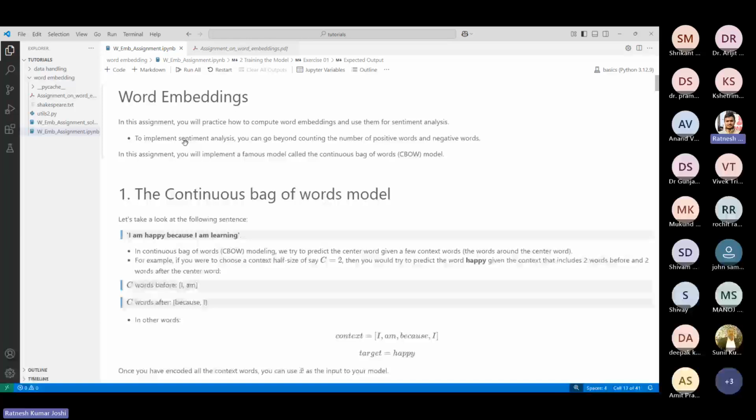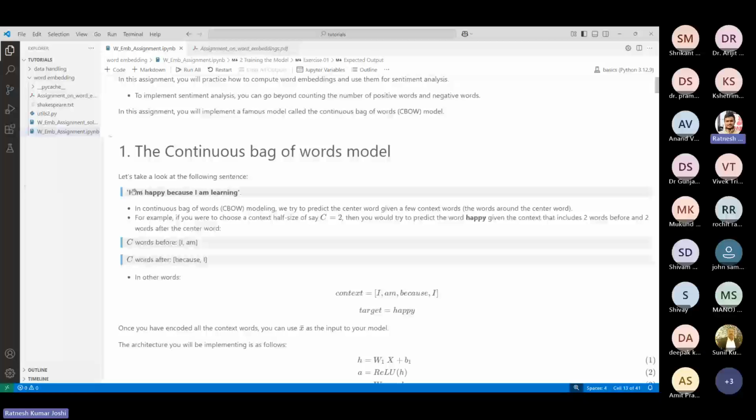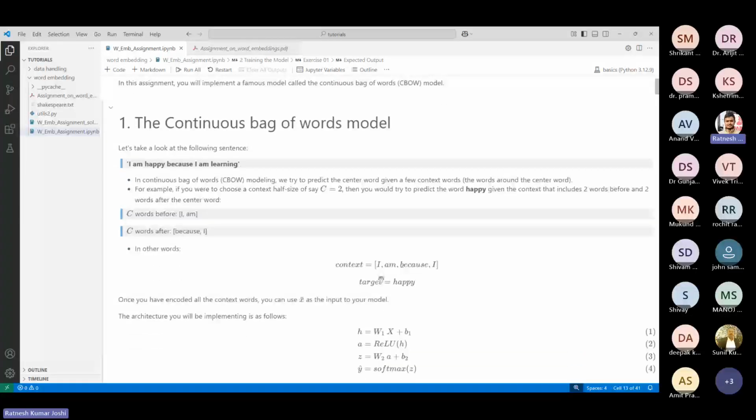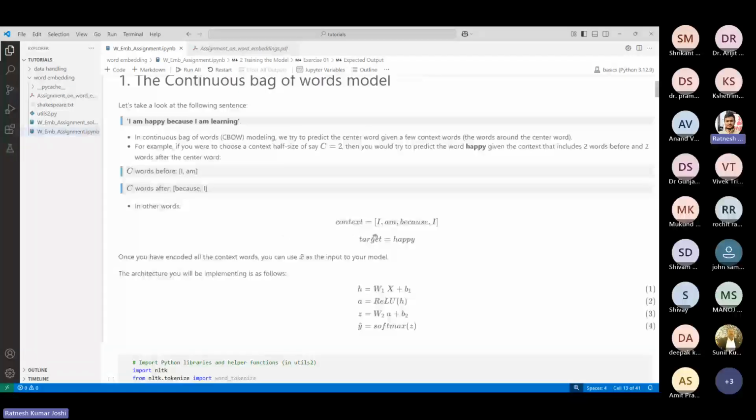The idea of continuous bag of words has been explained before, I believe. You have a word and you take the words in the corresponding window around that word. For example, we have this sentence: I am happy because I am learning. Let's say we want to learn the embedding of the word happy. So for the target happy, the context is I, am, because, I: two words behind, two words ahead. We are taking a context window size of 2. In this way, we define the window.